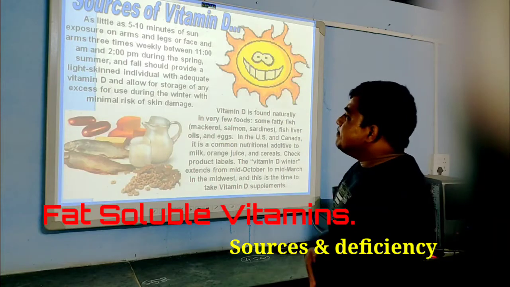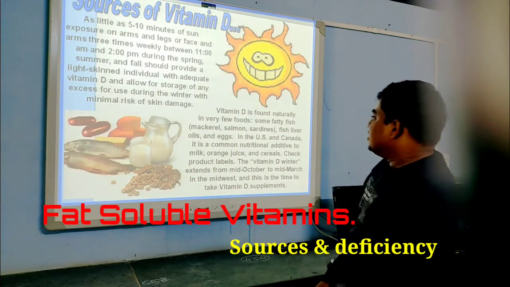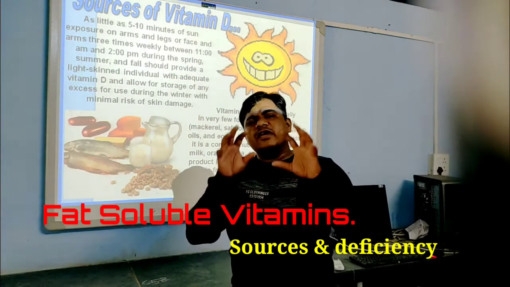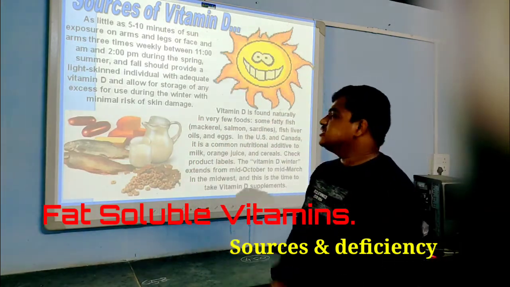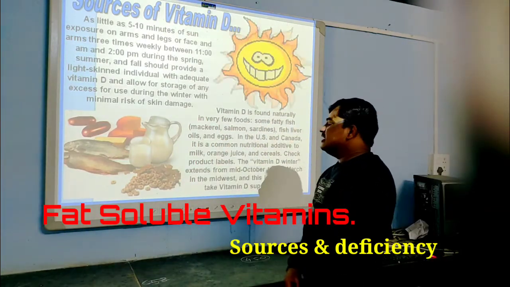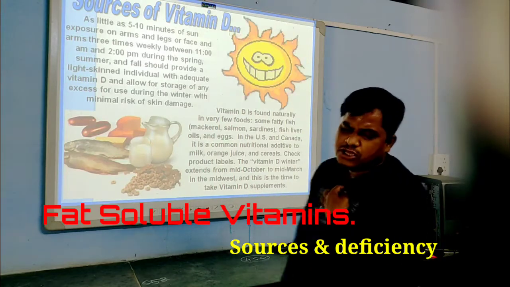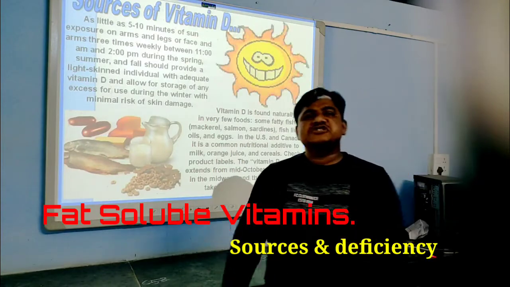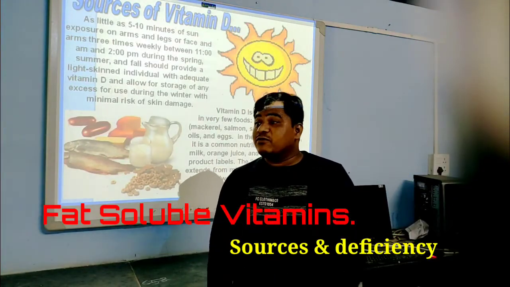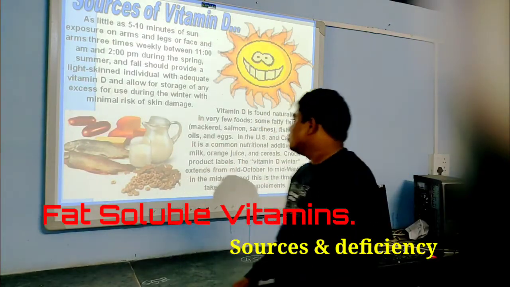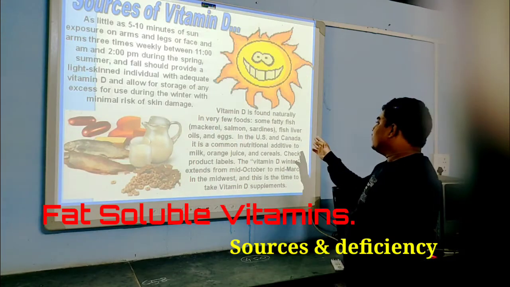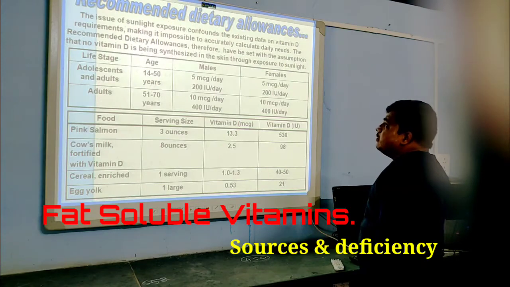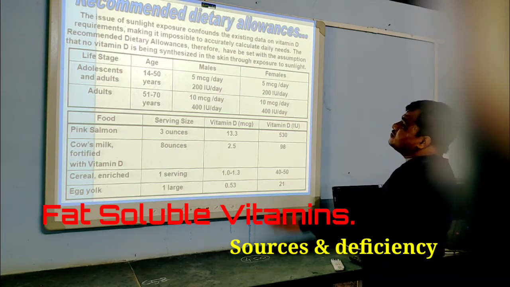Okay, and see here, vitamin D is also found naturally in very few foods. So in very few foods this vitamin D is found. So some fatty fish, that is the mackerel, salmon, sardines. So again the sardine fish is there, then the mackerel fish is there. That fish is very famous for their oil content. Okay, so see here, fish liver oil and eggs. Okay, then this is the recommended dietary allowances.